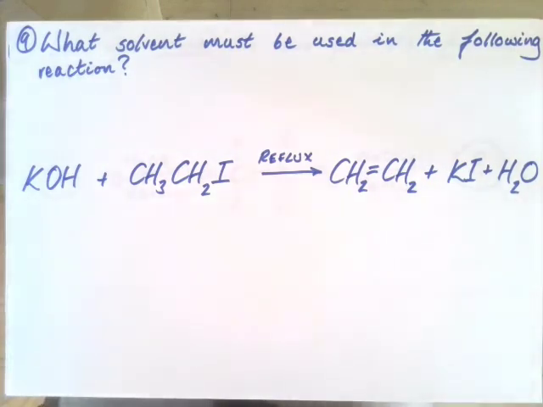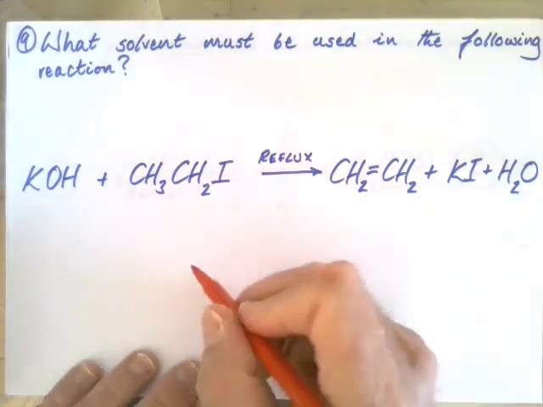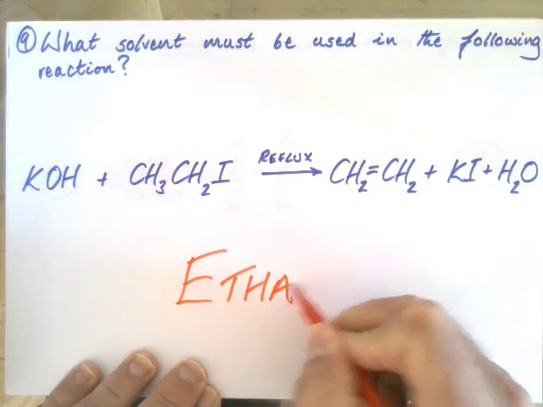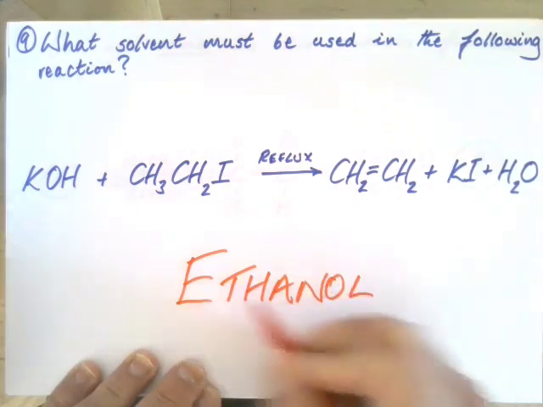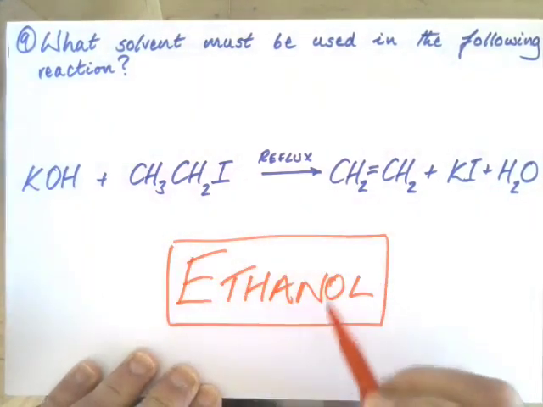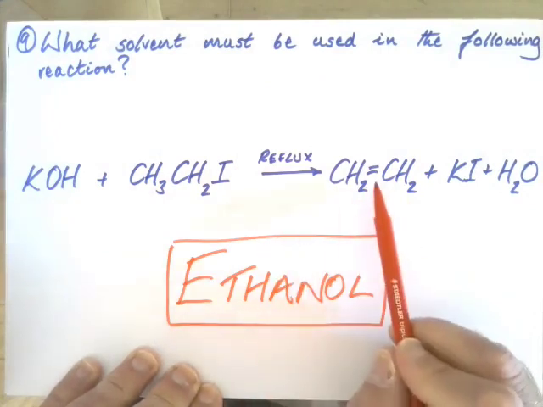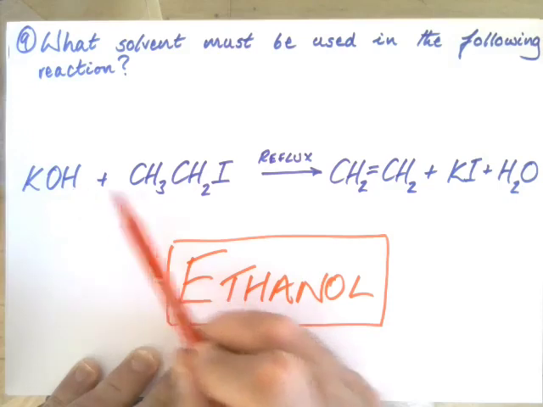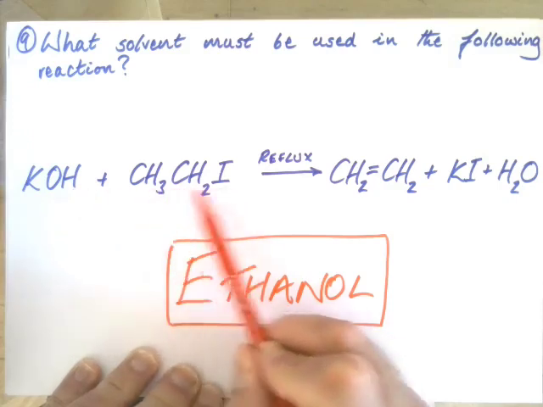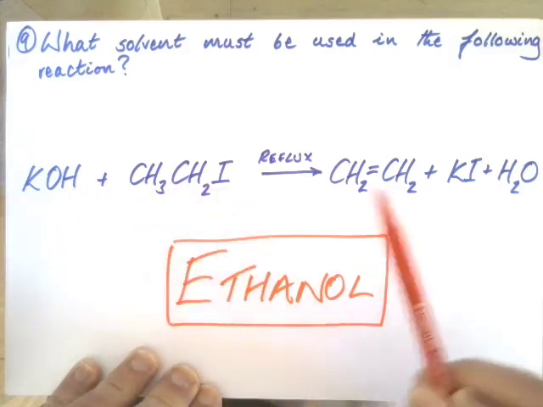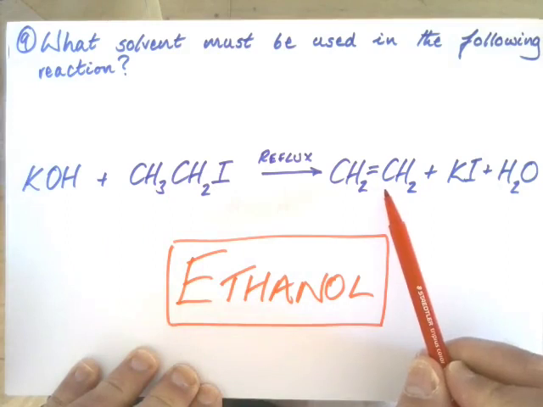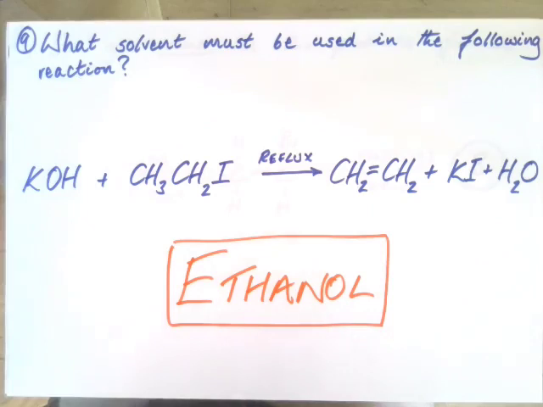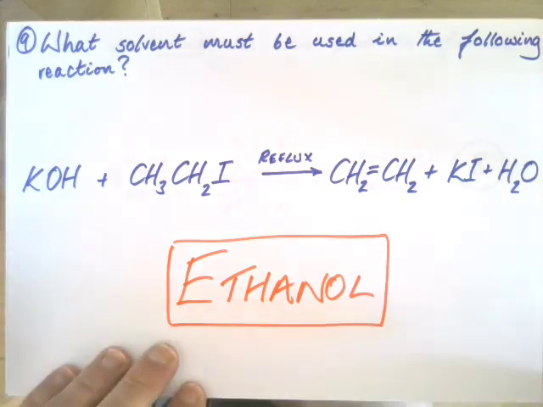Okay, right, so what do we need to dissolve this in? We need to dissolve it in ethanol. Dissolve this mixture in ethanol and you will get an elimination reaction producing an alkene here. However, if you were to dissolve this in water, you would get a substitution reaction. You would have made an alcohol instead, but because we're making an alkene and we want an elimination reaction, we dissolve it in ethanol. Hopefully you got that one right.